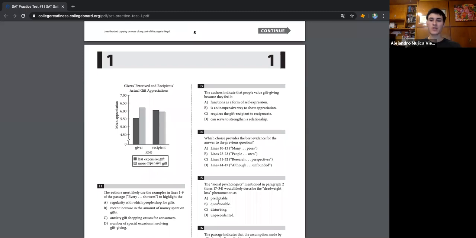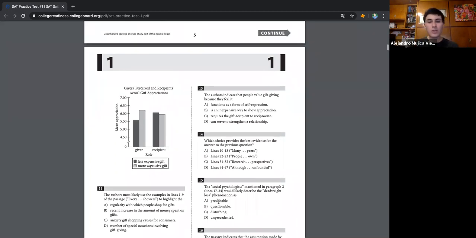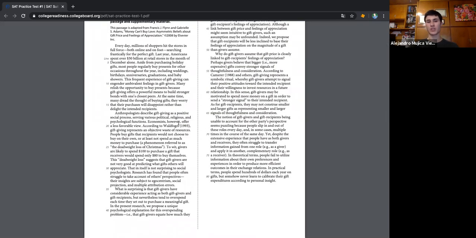Okay. 15, the social psychologists mentioned in paragraph 2 would likely describe the debt weight loss phenomenon as, well, the answer is predictable. And this is about character perspective. Think about where the social psychologists are mentioned. We mentioned anthropologists, we mentioned economists, and then we mention social psychologists in one little sentence. Okay? This is social psychologists, right? Because social psychologists are the ones that do research into this.